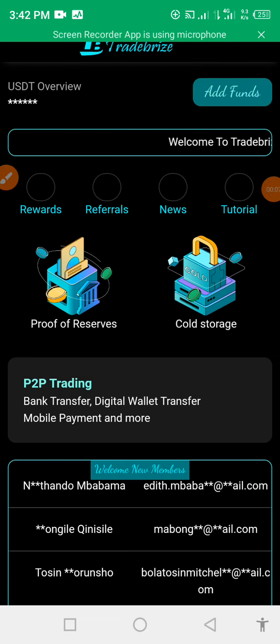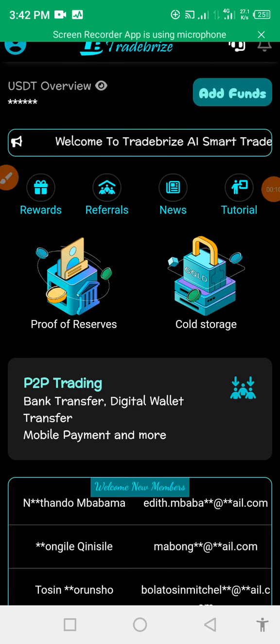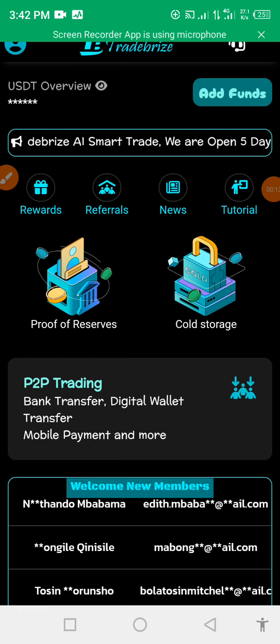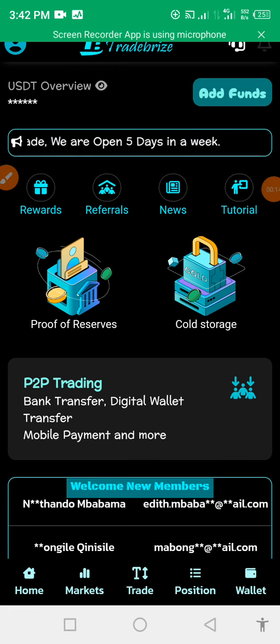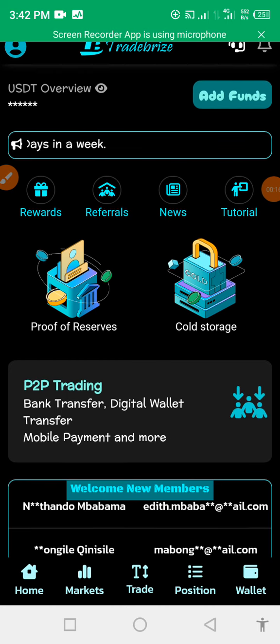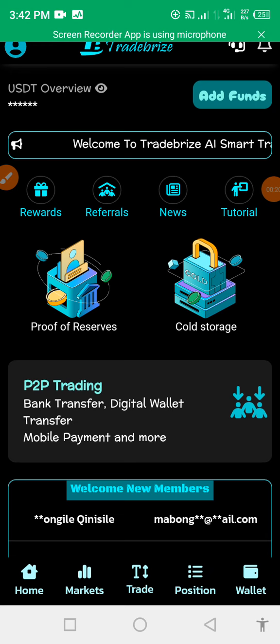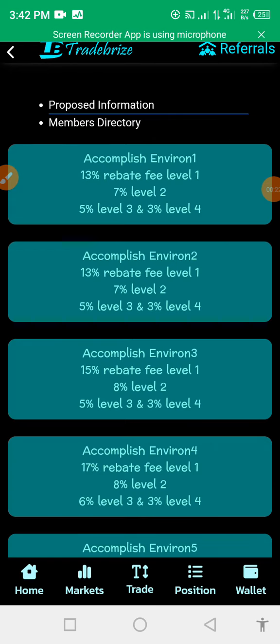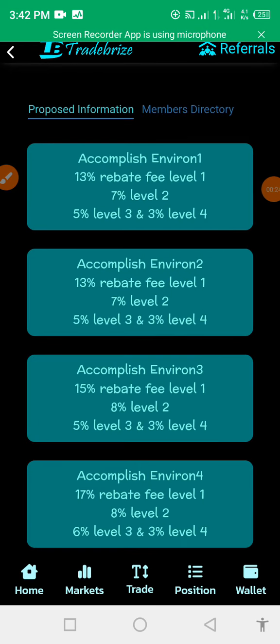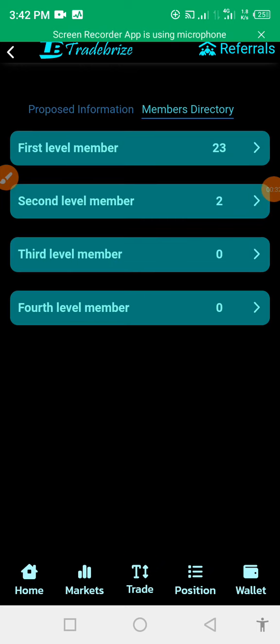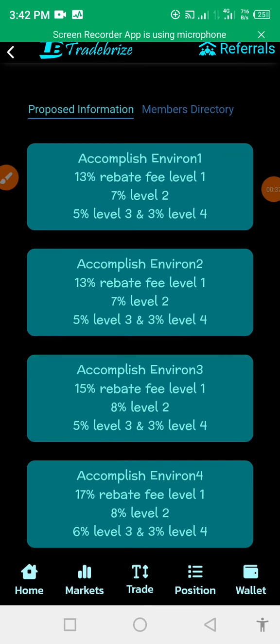How to withdraw your money. As you enter inside the platform, you can see everything is here. You can see ad fund, USDT, rewards, referrals. You can see the people you refer, accomplish, 13% rebate fee, level 1, level 2, and whatever. These are the people I refer, as you can see there.